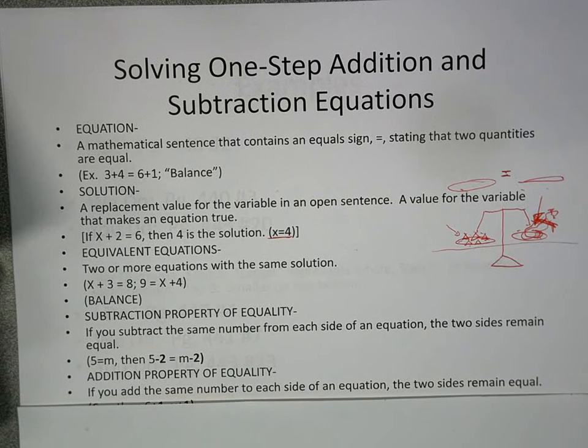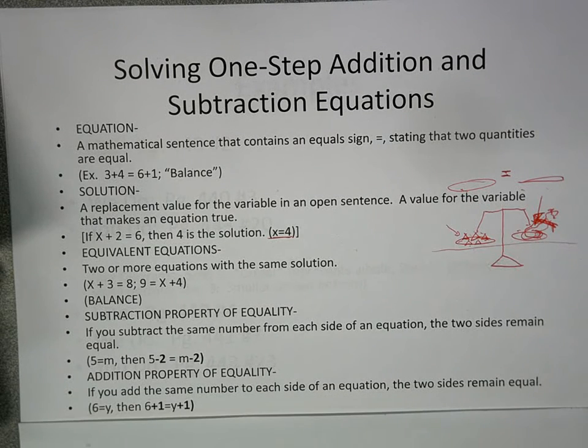Okay? So, very similar. If you have something like 6 is equal to y, it'd still be the same if you add 1. So 6 plus 1 would be equal to y plus 1. Whatever you do to one side, if you do it to the other, the equal sign still remains true.